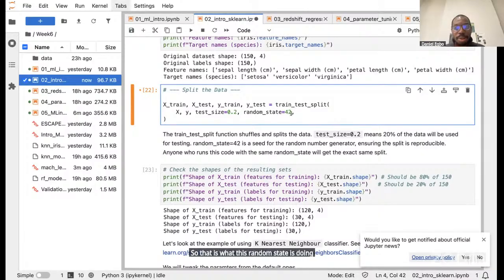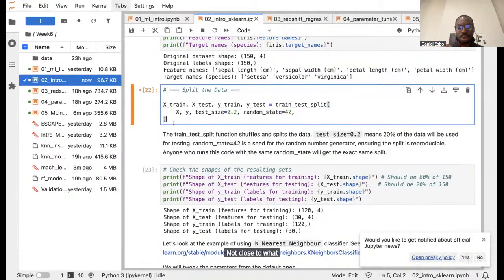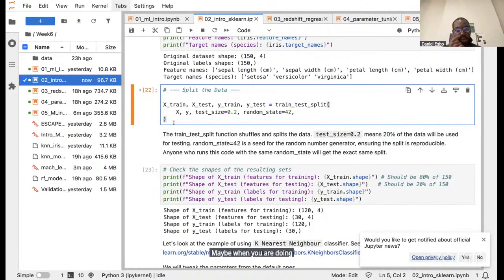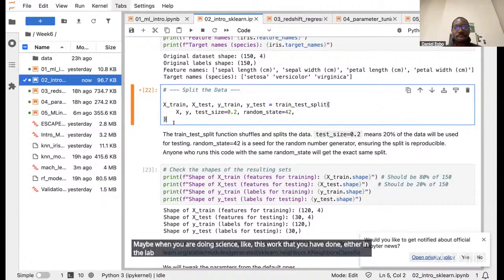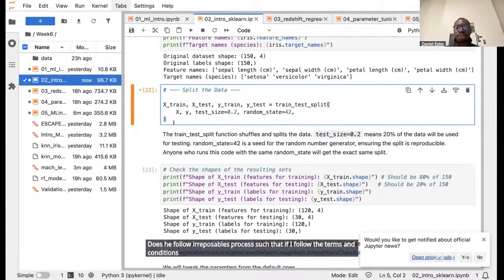So that is what this random state is doing here. If I say 42 here, what it means is that if you follow my steps in this notebook, we are going to achieve the same result, not close to, but exactly the same result. And it is important because these are some of the things that are questioned when we are doing science, like this work that you have done, either in the lab, or this data that you've collected. Does it follow a reproducible process, such that if I follow the terms and conditions, I'll be able to achieve the same result?